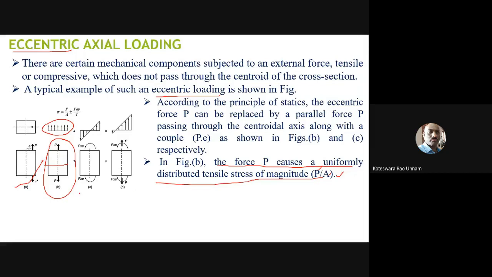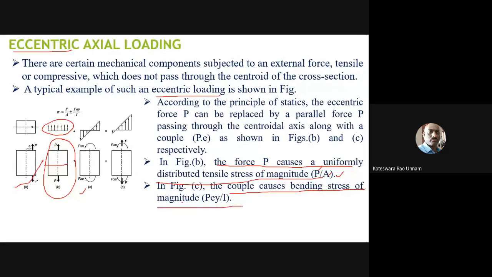Then figure C shows the bending moment because of a couple, causing bending stress of magnitude M by I into Y. We know the formula for bending stress also: bending moment divided by I into Y. Y is the distance of the layer from the neutral axis. You need to measure the distance in the cross section. This is your neutral axis, NA. If y is measured from this point, wherever you want to find the stress, you can calculate it by substituting the y value.